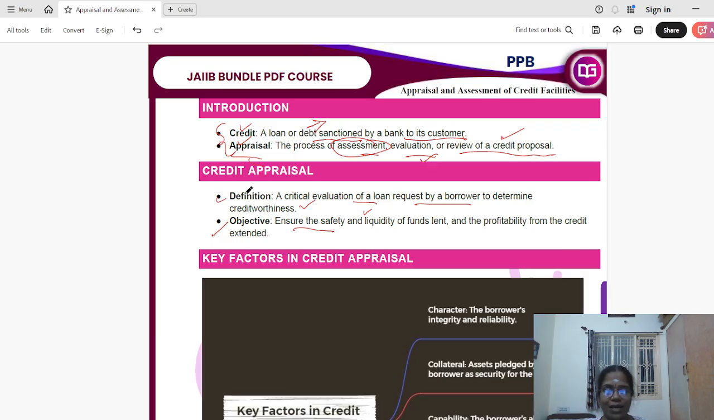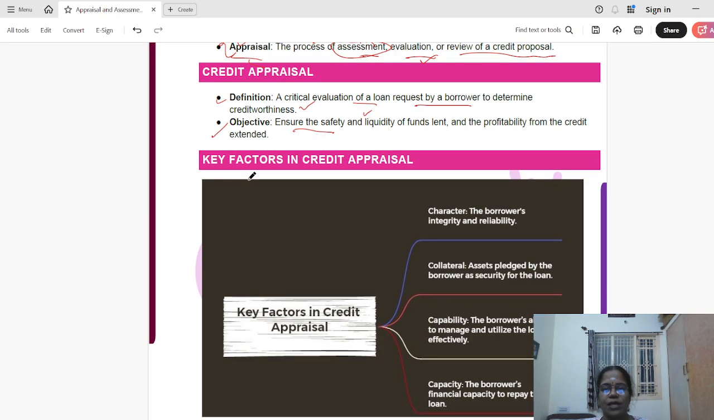So what are the key factors in credit appraisal? The key factors in credit appraisal that we have already discussed are the C's. There are 8 C's we discussed under the principles of lending. Under this, the first one is character, the borrower's integrity and reliability, whether the borrower has the ability to repay the amount. What is integrity? Integrity speaks about the discipline they have, whether they can repay the amount or they can loot the amount.